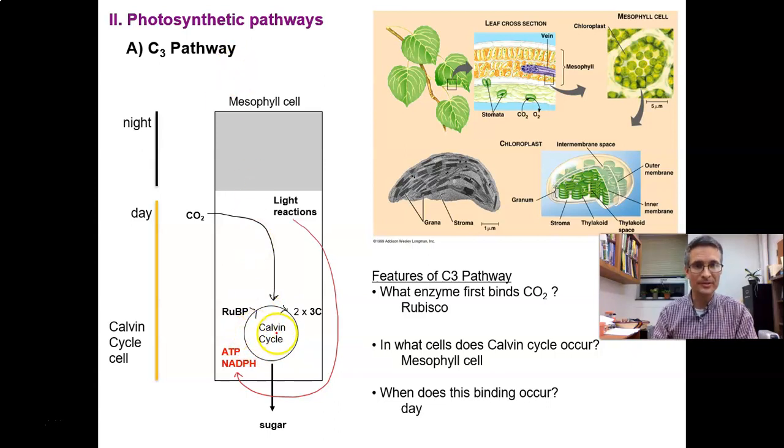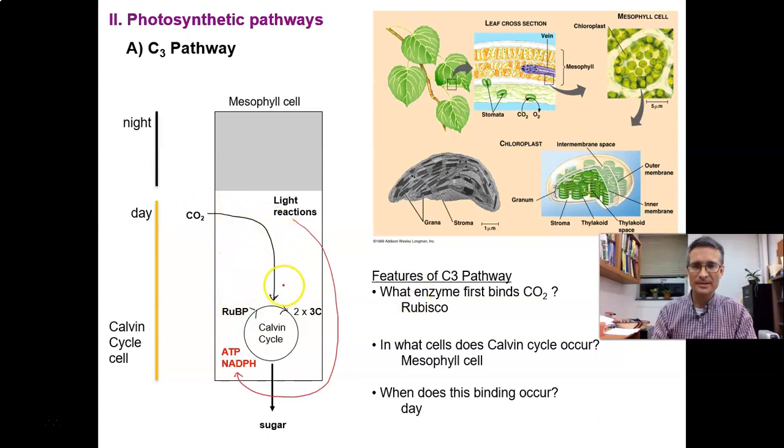These sets of reactions, the light reactions and our Calvin cycle, in the C3 pathway are going to occur in mesophyll cells. If you remember, mesophyll cells are these cells right here. They're between the epidermal layers of a leaf, and they can be somewhat spread out in terms of the vein. So they can be far away from a vein, they can also be right next to a vein. Doesn't really matter. Our first big question in our C3 pathway is, what enzyme first binds carbon dioxide?